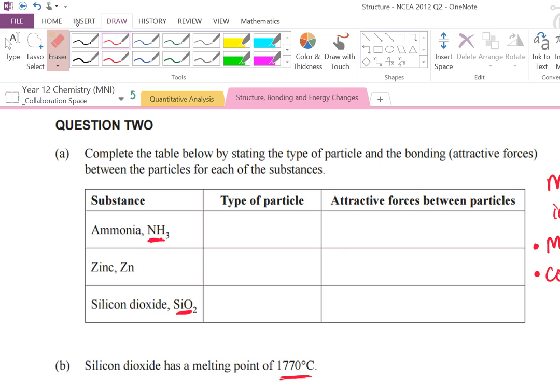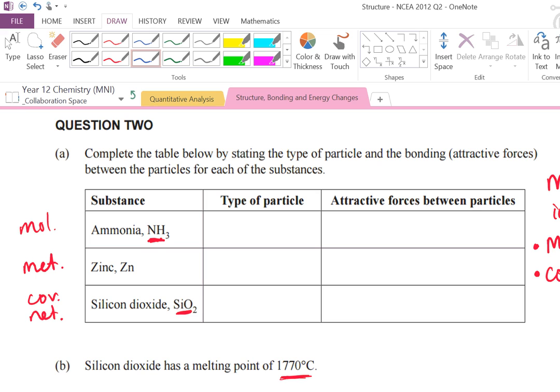So I now know that this is molecular, this is covalent network, and then zinc, I would really hope that we could see pretty quickly that from the options there, metallic, ionic, molecular, covalent network, we should know that zinc is an example of a metal. So now I can start answering my question.